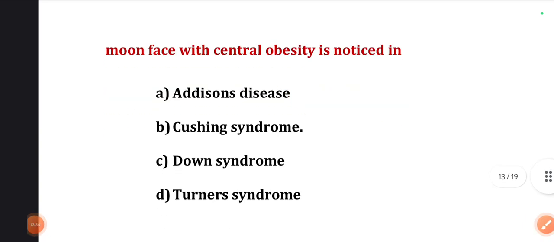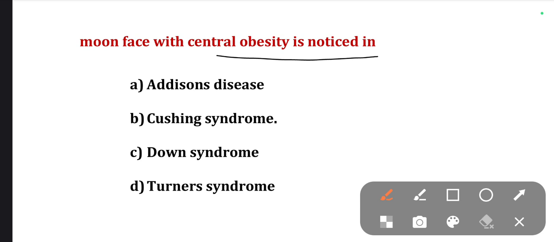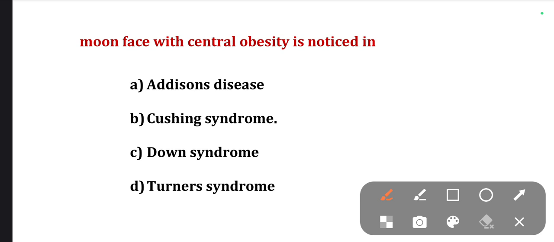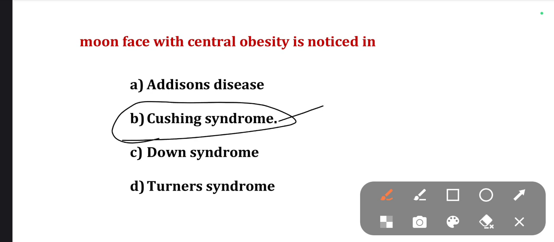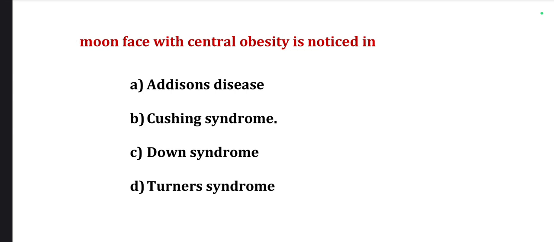The next one is moon face with central obesity is noticed in. Options are Addison's disease, Cushing syndrome, Down syndrome, Turner syndrome. The right one is Cushing syndrome. So in the case of Cushing syndrome, the person will have the moon face and central obesity. The whole body will be obese.